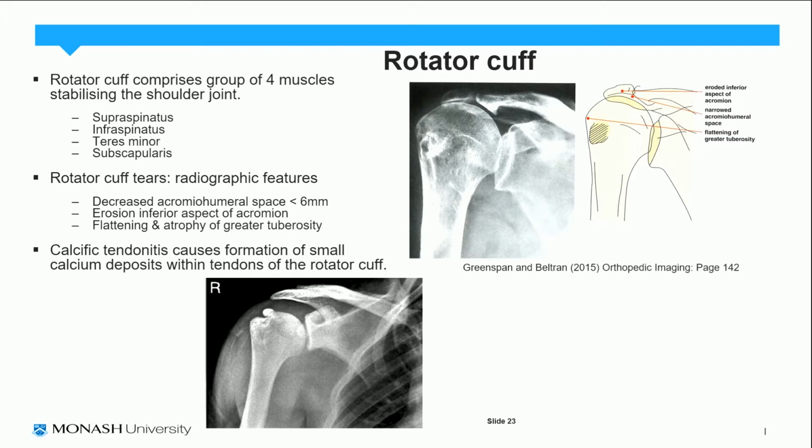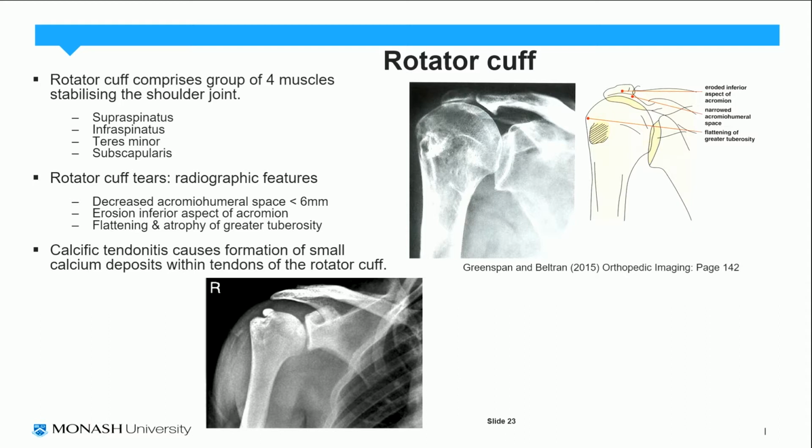The rotator cuff comprises a group of 4 muscles that stabilizes the shoulder joint, and that includes the supraspinatus, infraspinatus, teres minor, and the subscapularis. Rotator cuff tears can be identified on plain X-rays, and on the images at the top right-hand side, you can see there's a decrease in the acromiohumeral space, so it's less than 6 millimeter. There's also erosion of the inferior aspect of the acromion, as well as flattening and atrophy of the greater tuberosity.